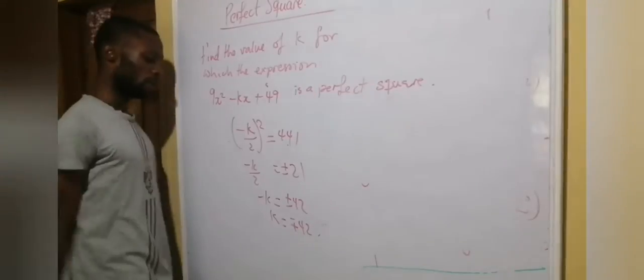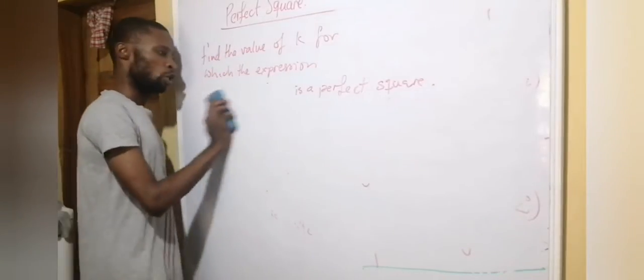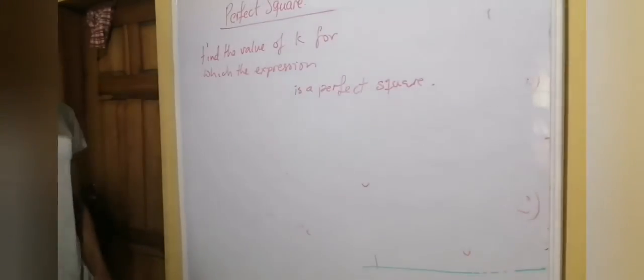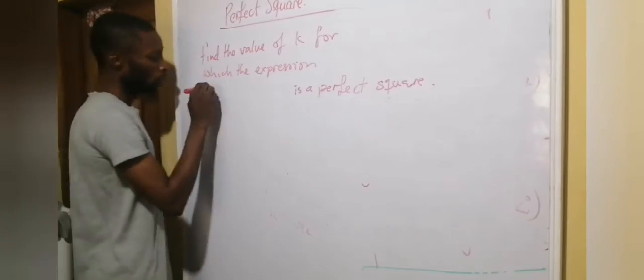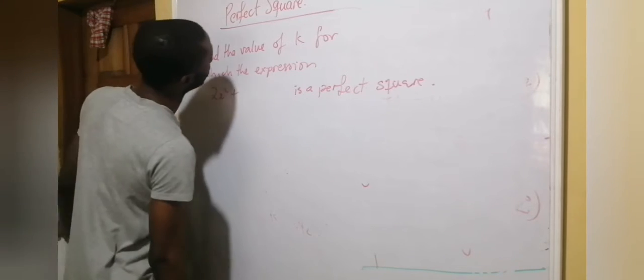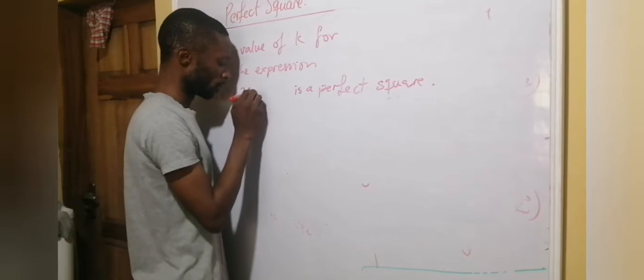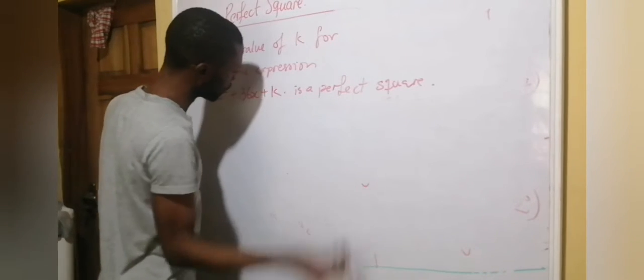Let's do one more. Find the value of k for which the expression 2x squared plus 36x plus k is a perfect square.